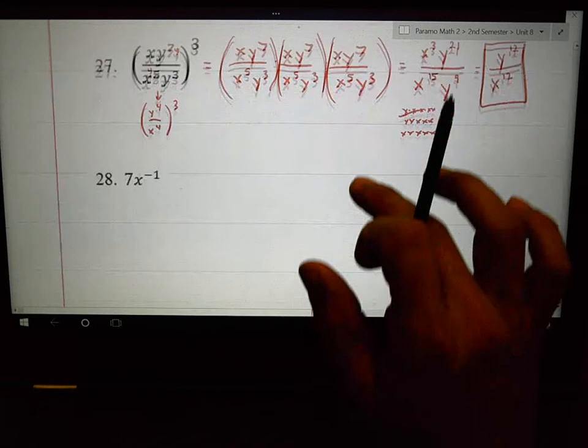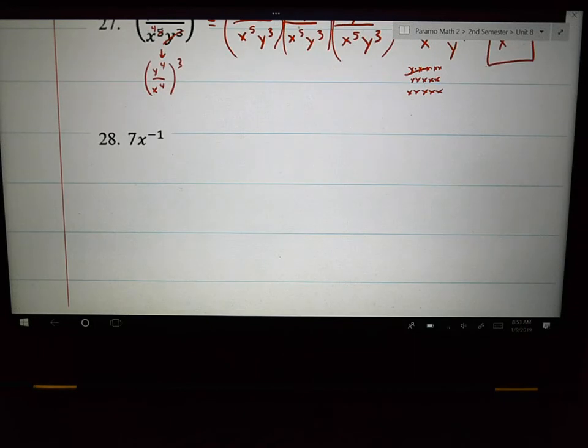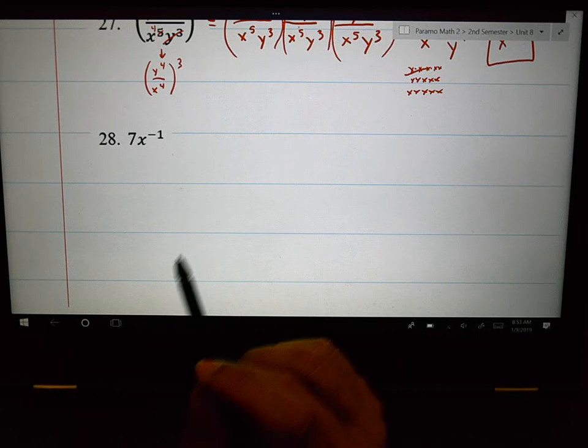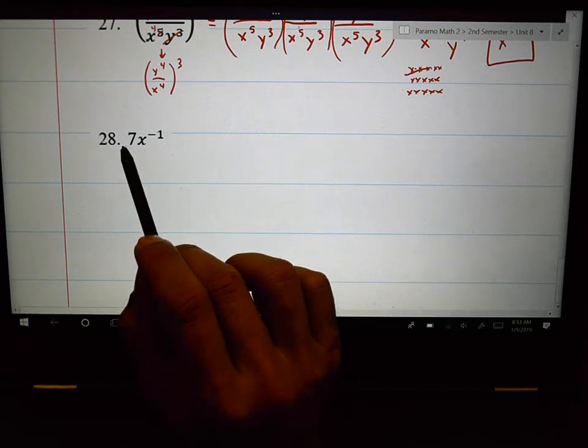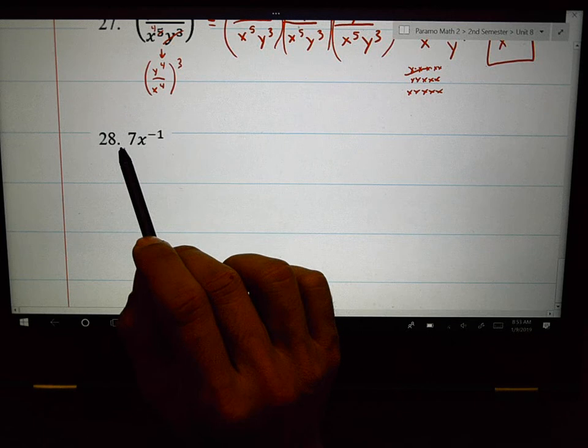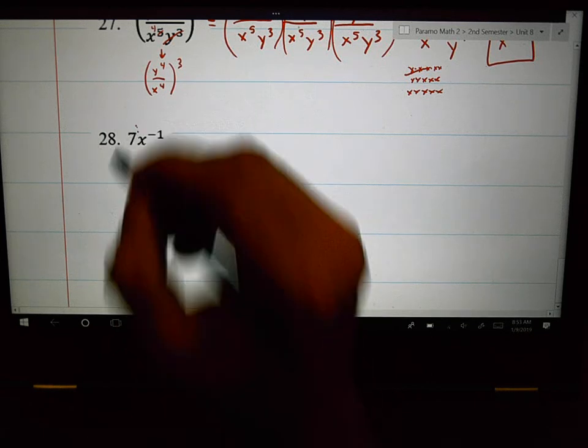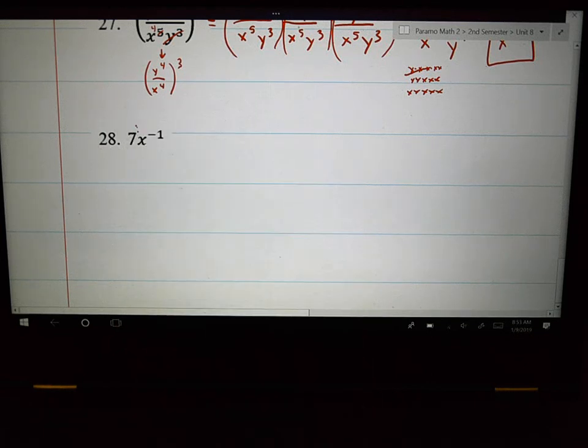My last example is 28 because I remember when I taught Math 1, this was my #1 most missed question. It was a multiple choice question on the test, and I can't tell you how many kids got the wrong answer. So let's just see. 7x to the -1. The 7 has an exponent. How many 7s do I have here? I have 1. The -1 only applies to the x because there's no parentheses here.